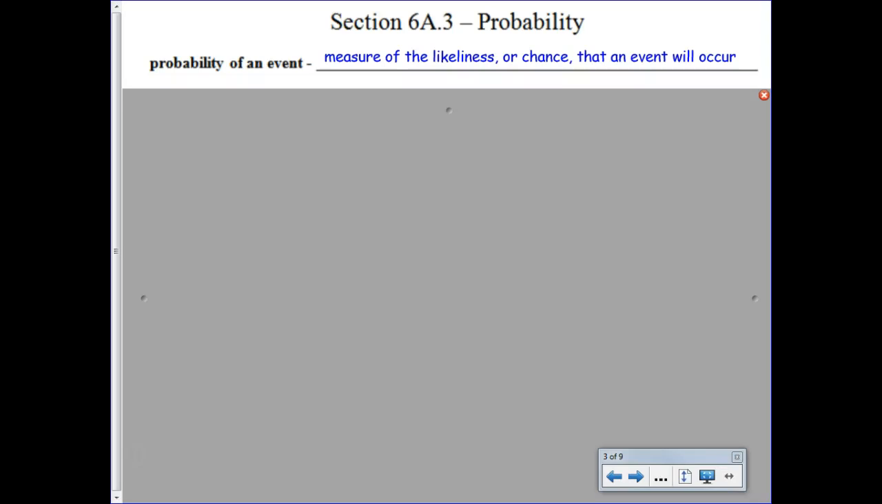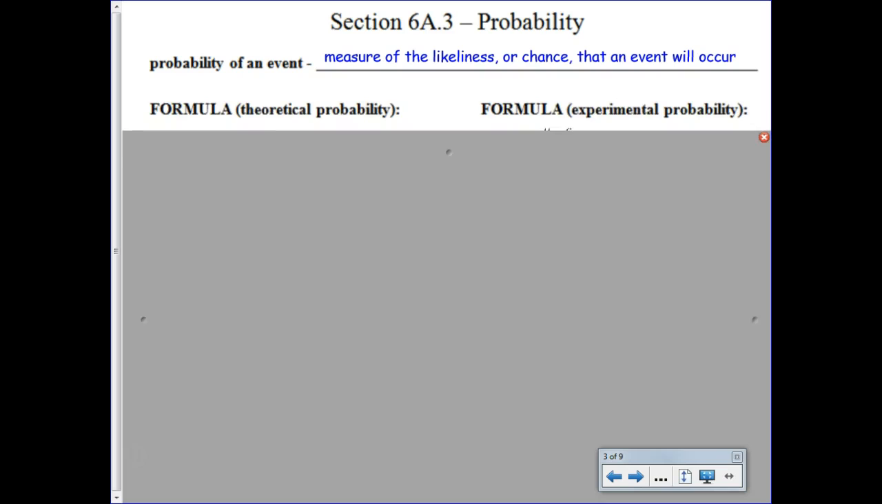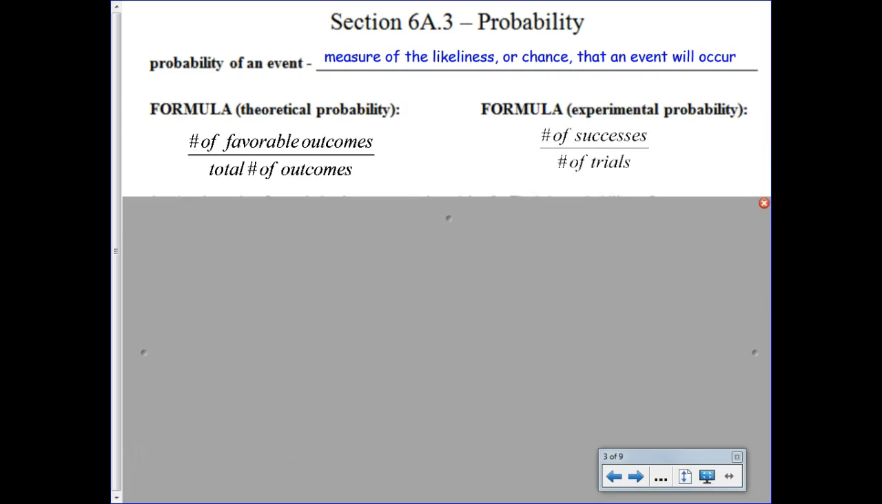Hey guys, today we are looking at probability. So the probability of an event is the measure of the likeliness or chance that an event will occur. So two different formulas here. We have theoretical probability, which is what should happen, and then we have experimental probability, which is what actually happens when you run a trial.